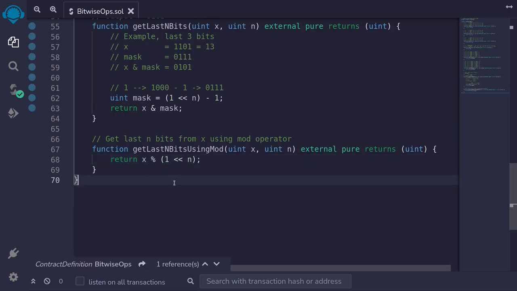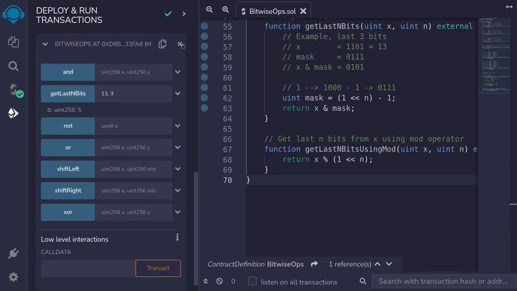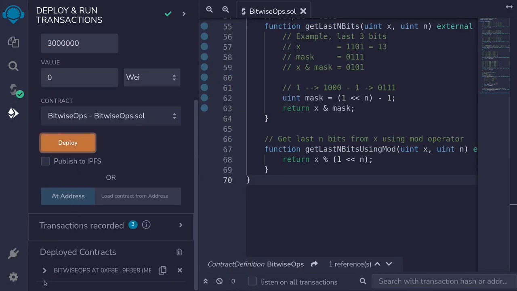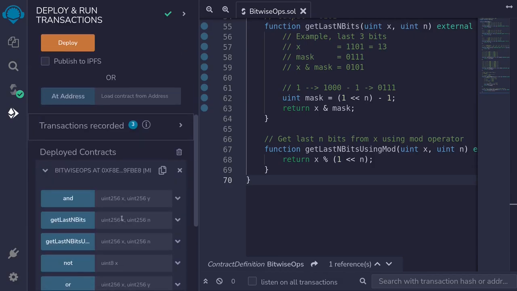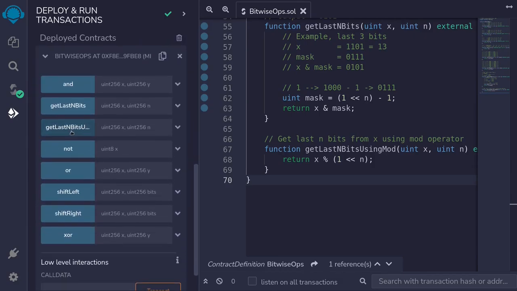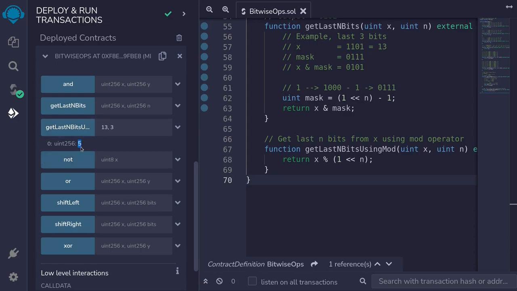And to show you this example, I'll compile the contract and redeploy this contract. Clear the old one, deploy the new one, and then we'll call the function getLastNBits using mod. For the previous example, we passed in 13, and for the bits, we passed in 3, and we got a 5 back. Let's see what we get back here. And we get the same answer, 5.